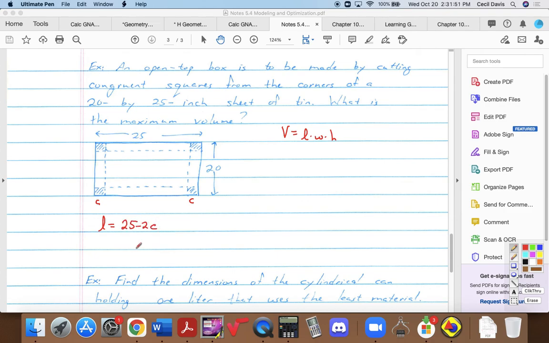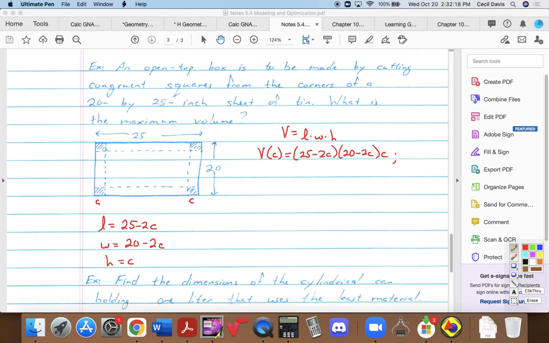And then the width would be 20 minus 2C. The height is C. So the volume in terms of C is 25 minus 2C times 20 minus 2C times C.